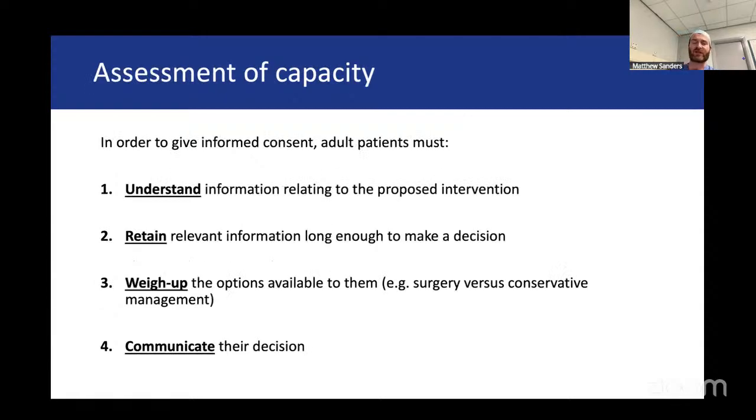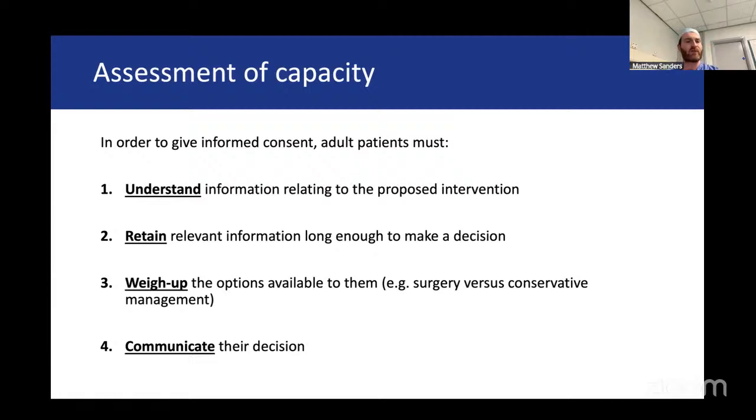An assessment of capacity has got 4 key domains. First of all, a patient has to understand all the information relating to any proposed intervention. So they must understand all the risks and how that may impact them going forward, no matter how rare or uncommon.